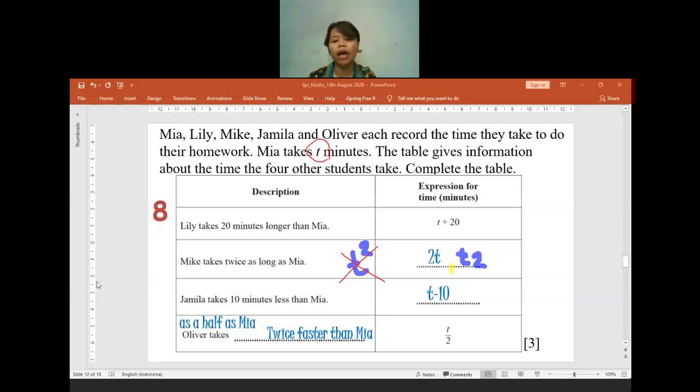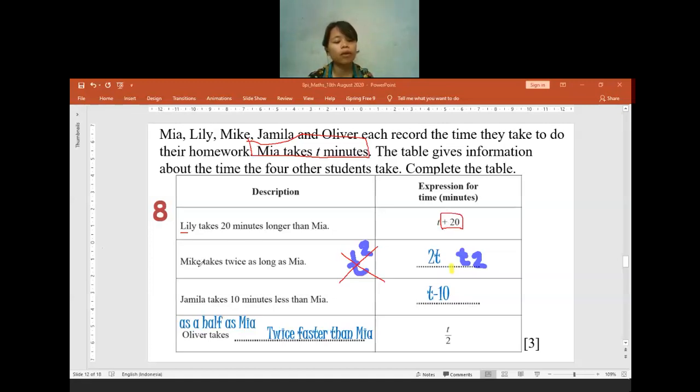I will try to re-explain question 8. In here, we only have the expression or the time taken from Mia, which is only t minutes. But we don't know will it be like 60 minutes, or 5 minutes or 20 minutes. We don't know the real minutes taken. So we keep it as t. And then for the example in here, Lily takes 20 minutes longer. So it will be more than t. So we need to plus it by 20.